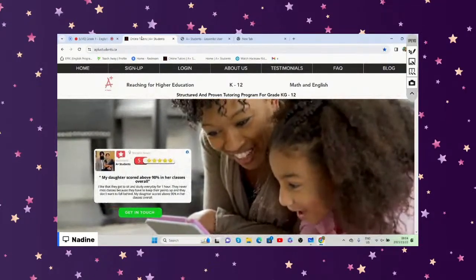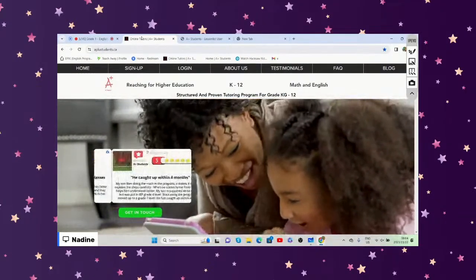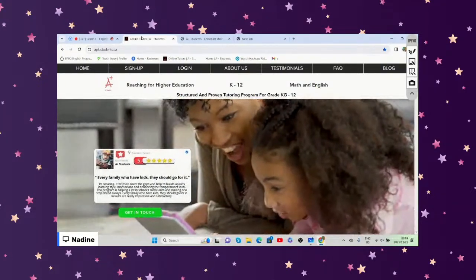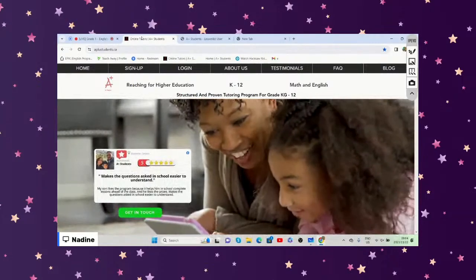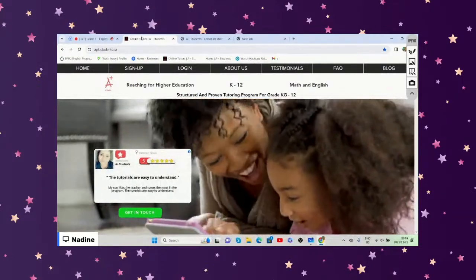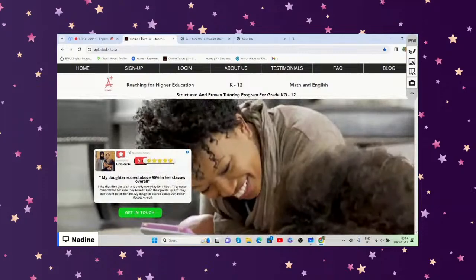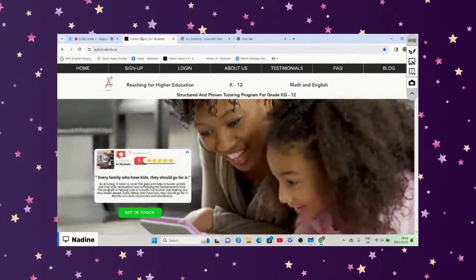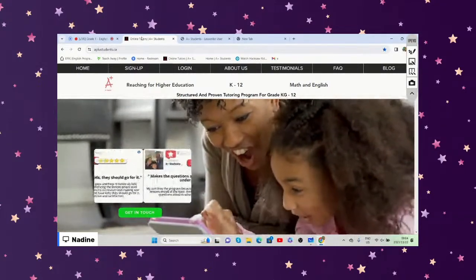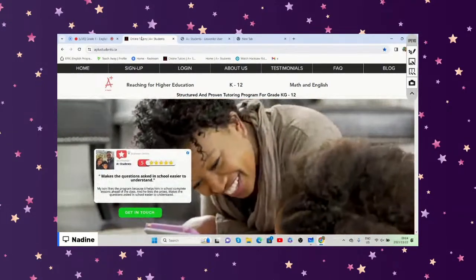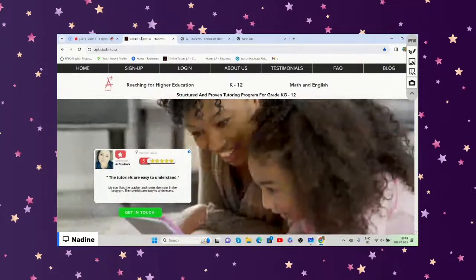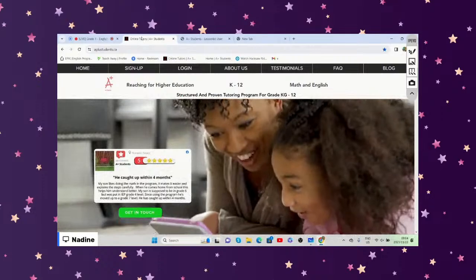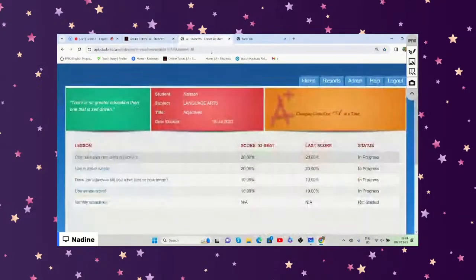Once you've logged into aplusstudents.ca with our username as well as our password, we're going to select the subject of language arts and then grade 1. Once you've selected language arts grade 1, we scroll down until we get to the chapter of adjectives.